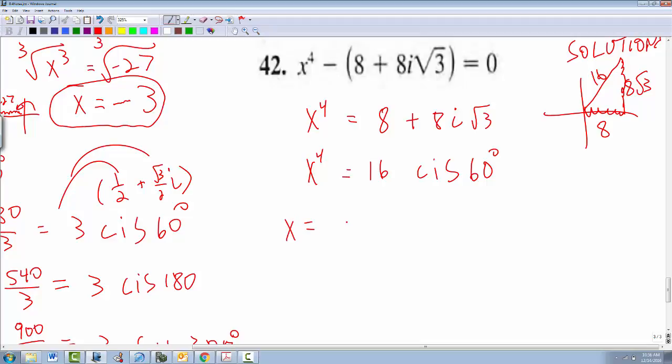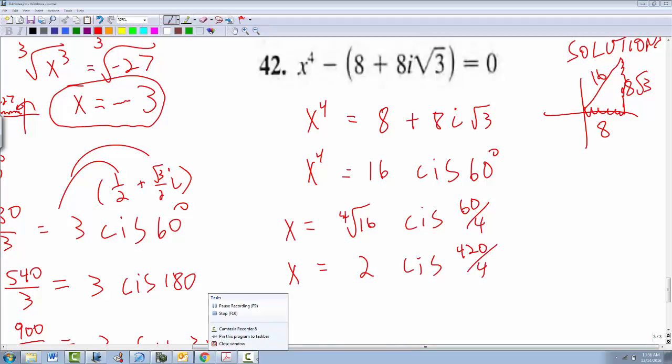Okay, so x equals the 4th root of 16. Cis, what do I do to 60? Divided by 4. And then what do I do next? By the way, what's the 4th root of 16? 2. Yeah, I'm going to write that for my next one. Cis, and then 360 plus 60? 420 divided by 4. And so on and so forth.